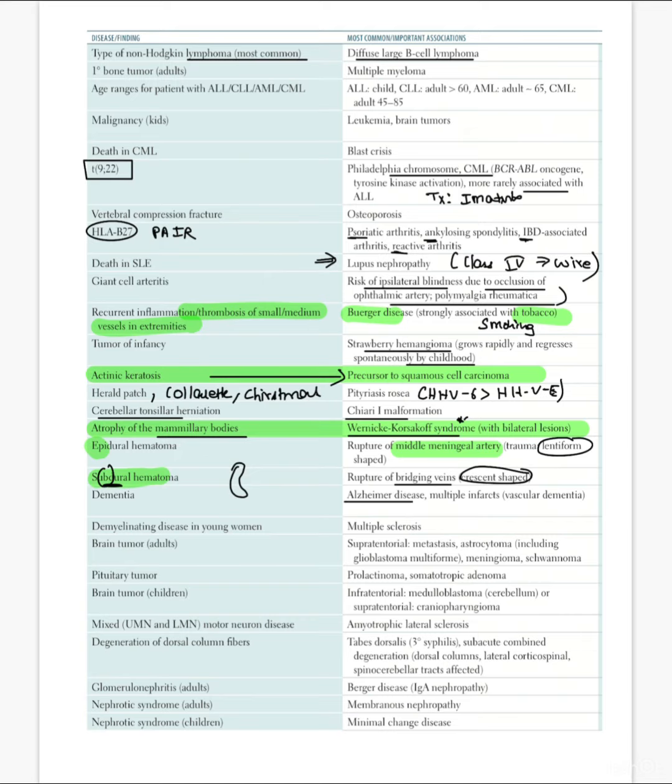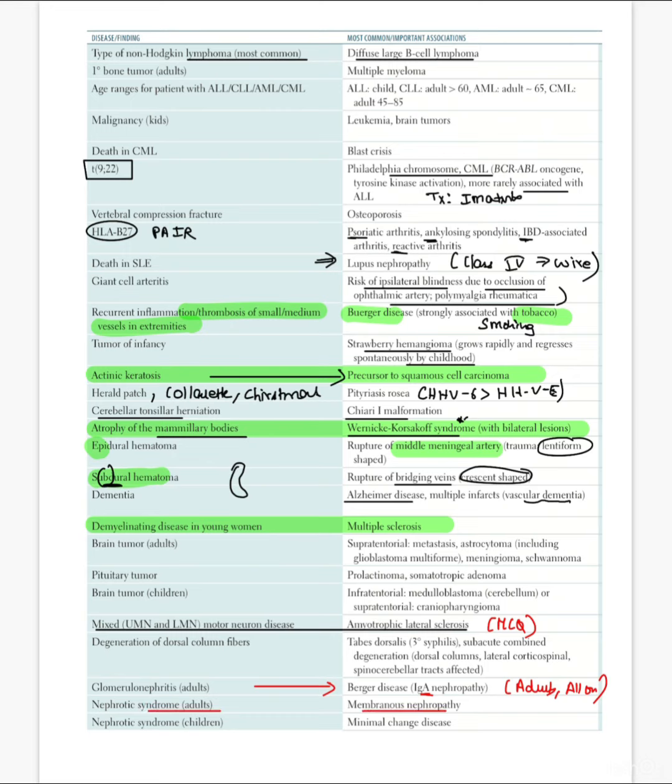Dementia, basically memory loss, guys. Most common cause is Alzheimer's disease. Also it may be vascular dementia, Pick disease, Lewy body dementia. Then demyelinating disorder in a young woman, that is multiple sclerosis. Okay, then see, we have other important things, guys. Then coming to mixed UMN and LMN motor disease, yes guys, this is very important, that is your amyotrophic lateral sclerosis. Then glomerulonephritis in adult, IgA. A means adults, A means all over. Okay. Then nephrotic syndrome in adult, guys, that is membranous nephropathy.